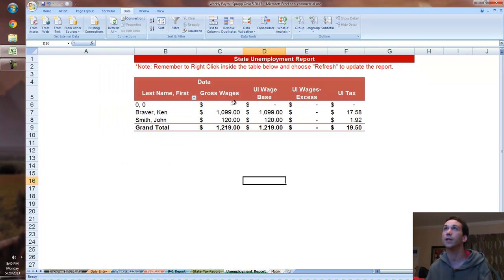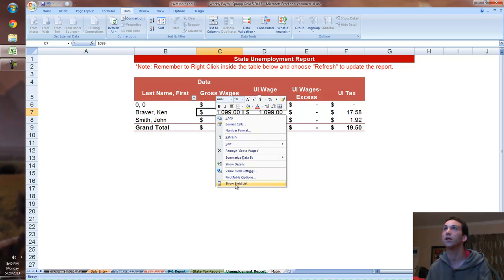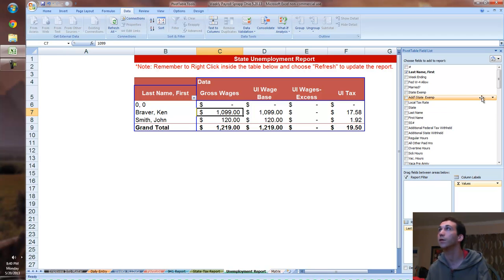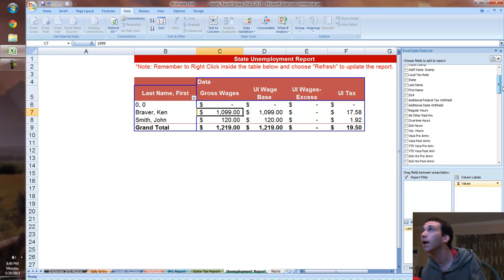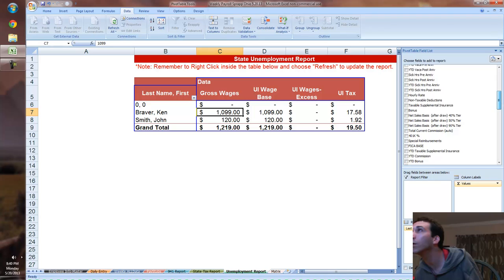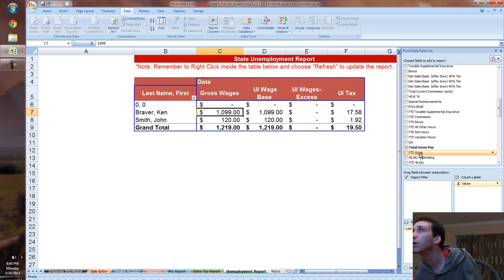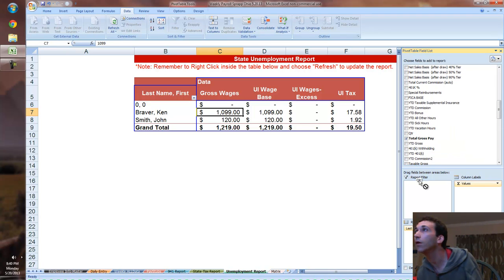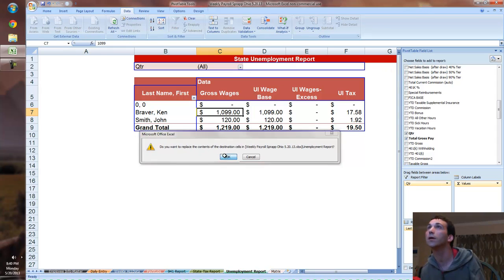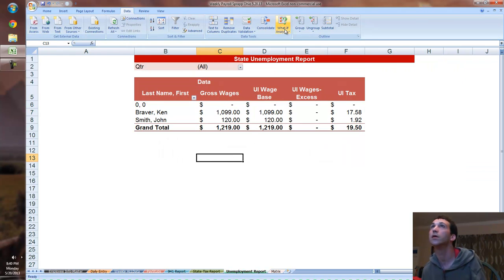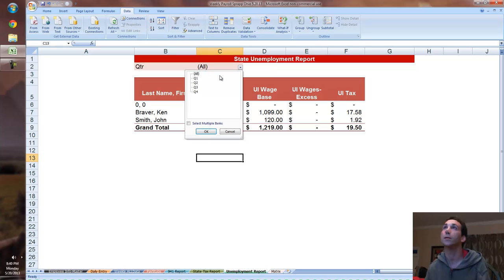Unemployment, same thing. I think we need to add quarters on here. I'll show you real quick how you do that. There's something called a field list, and we care about quarters. And I'm going to grab quarter, and I'm going to put it right there, and now I'll be able to choose whatever quarter I want.